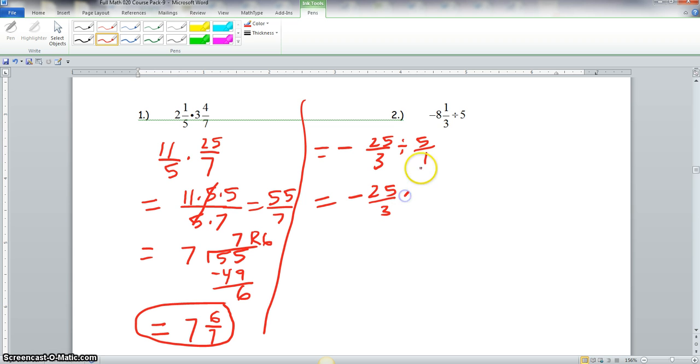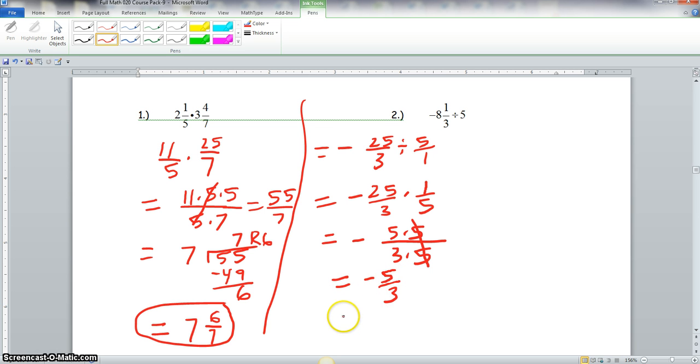Division will become multiplication, and we'll take the reciprocal of the 5 over 1, which is 1 over 5. So now we will have our negative, and we will do the prime factorization of 25, which is 5 and 5. And we don't need to write the 1 since we know 25 times 1 is 25. Now, 3 is prime, and 5 is also prime. These 5s will simplify out, and that will leave you a negative 5/3.